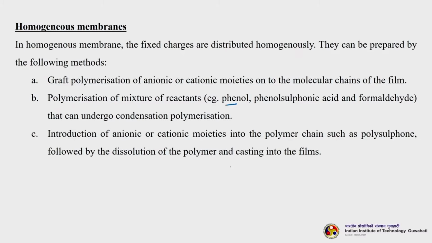Here, a mixture of reactants, for example phenol, phenyl sulfonic acid and formaldehyde, are reacted and they form these cationic and anionic groups, because they undergo a condensation polymerization reaction. Then another method is introduction of anionic or cationic moieties into a polymer chain such as polysulfone, followed by dissolution of the polymer and casting into films. So, these are the ways in which you can prepare homogeneous membranes.